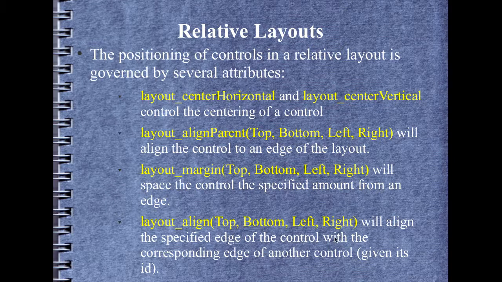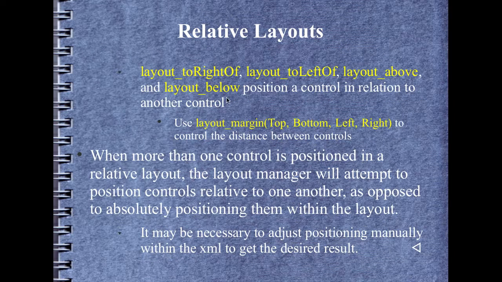And layout align top, bottom, left, right will align the specified edge of the control with the corresponding edge of another control. We also have layout to the right of, to the left of, above, and below, which will position a control in relation to another control. And with these, we can also use layout margin top, bottom, left, and right to space it, how far it is to the right of, to the left of, above, or below.